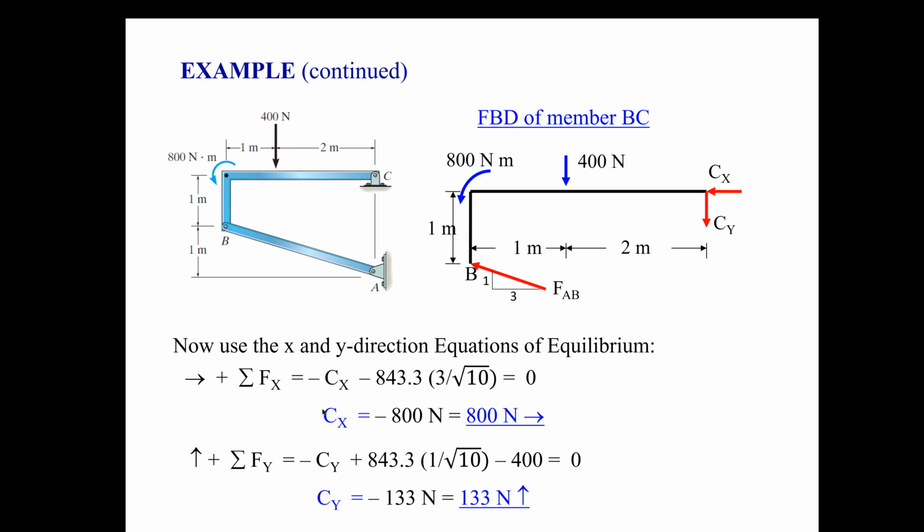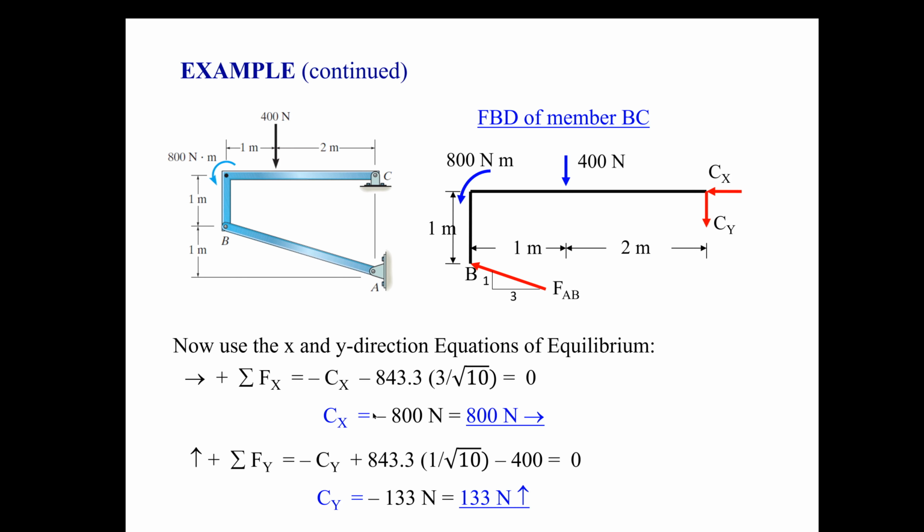Okay, so the next thing is to apply summation of the forces in the x direction and summation of the forces in the y direction, both equal to 0. And if we do Fx, what do we recognize here? That we're just going to have Cx and the x component of this, which is 843, or 843.3, times 3 over square root of 10. So that's this side right here.